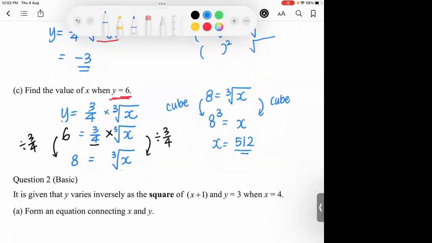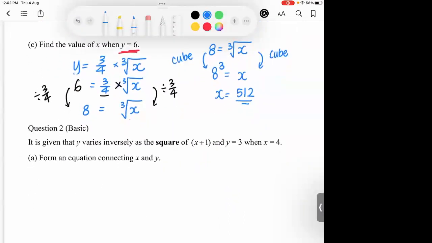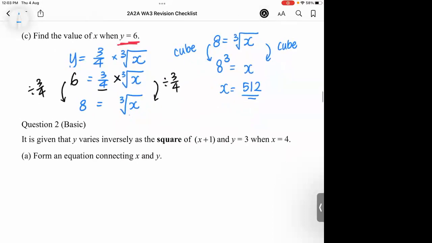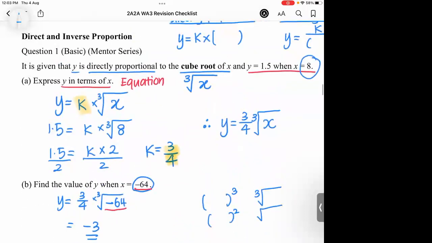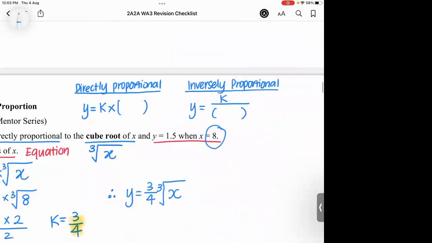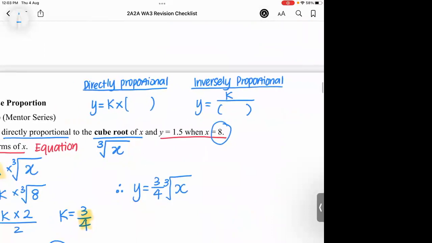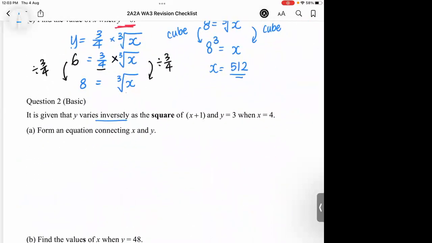Yeah. Okay, now I explain the next question. You finish writing first. Next question. y varies inversely as the square of x plus 1. Inversely. Check again now. Inversely. k times or k divide? Anyone? Inversely. k times or k divide? Divide. Yes, thank you. Only one person answer me. The rest, okay lah, better than don't have.